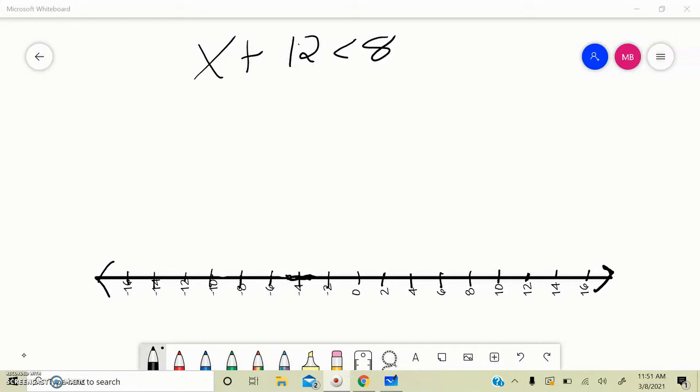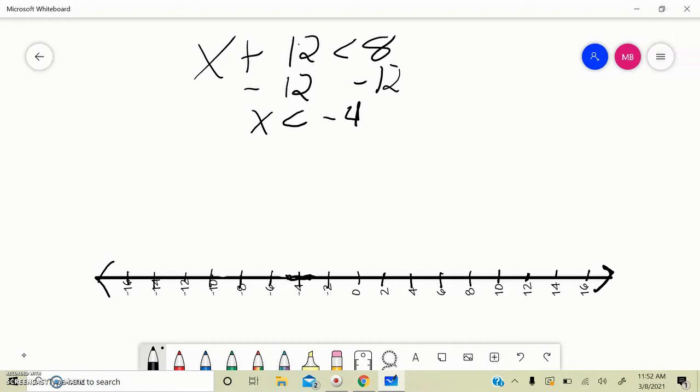When I look at this, I'm going to think of it as an equation first. I'm going to do my inverse operation. So that means I'm going to subtract 12 on both sides. So I'm left with x is less than negative 4. Now that I figured that out, I want to check and see which way my line is going. So let's plug in some numbers.